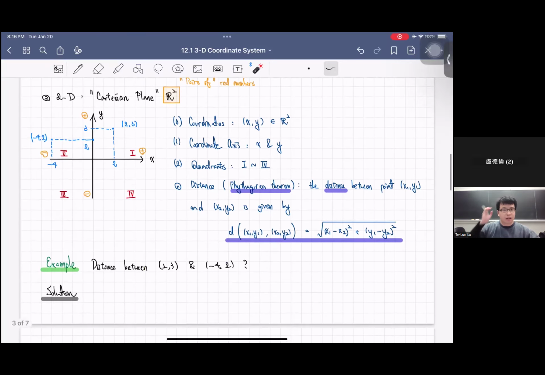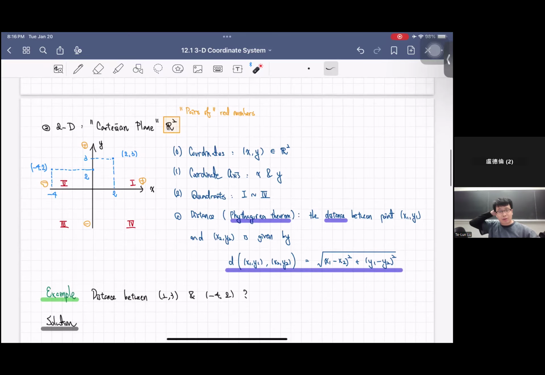Right. So now after 1D, we have the two-dimensional system, which I assume you have learned in perhaps junior high or high school. The 2D system is usually described as the Cartesian plane. This noun is not really important. Usually we denote it by R2, which is the pairs of real numbers. Specifically, I write (x, y) to be a coordinate in the two-dimensional plane, R2.